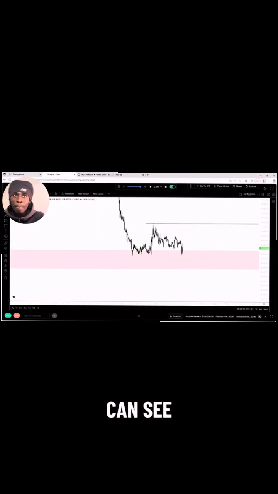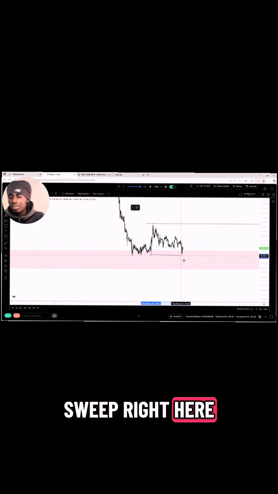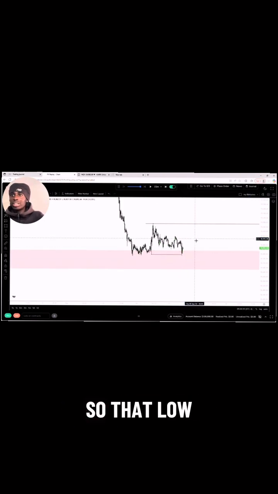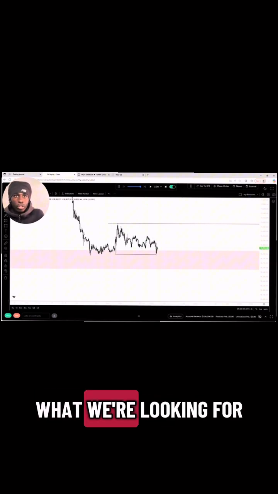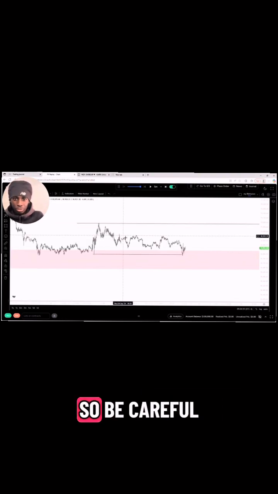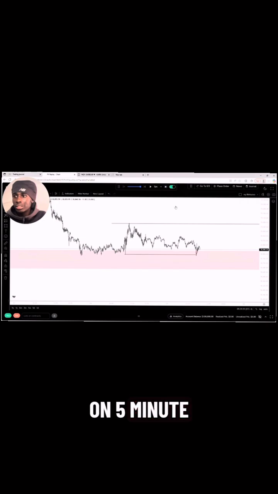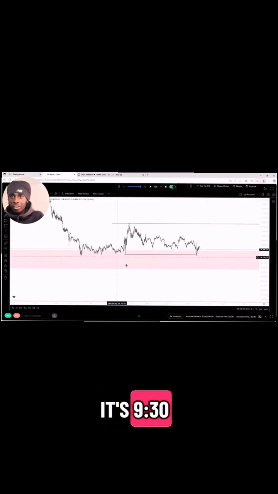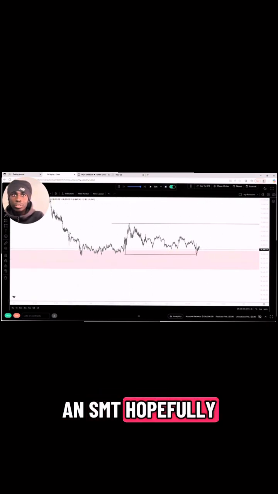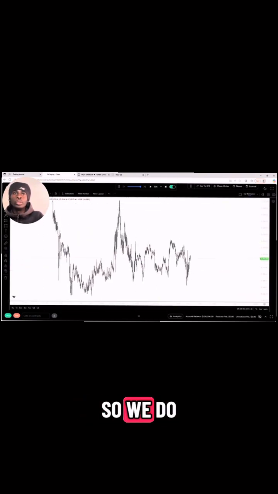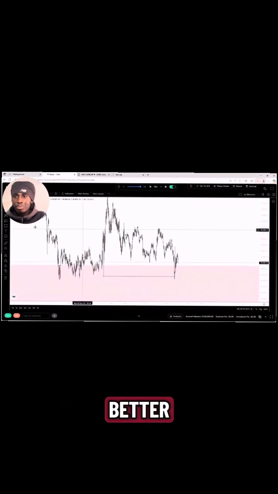As we can see, there was a sweep right here. So that low got swept. That's what we're looking for. But market hasn't opened yet, so be careful about that as well. So I'm just gonna play quickly on 5 minute. Right now it's 9:30. We're gonna look if we have an SMT. Hopefully we do. Alright, cool. So we do have an SMT, which is even better.